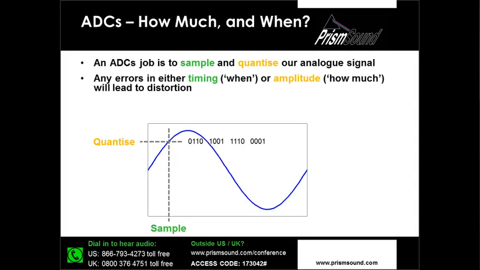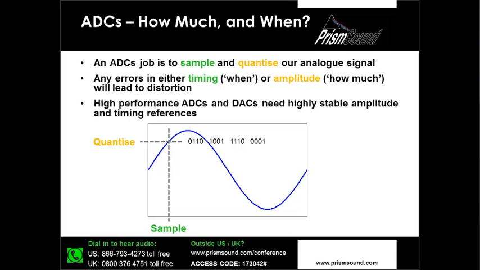Now, any errors, either in our timing reference or in our amplitude reference at the converter device, will lead to distortion, and that's obviously one of the things that we want to try and prevent if we're interested in preserving the original signal, ensuring our design is transparent. So we conclude that a high-performance A to D or D to A converter really needs a very highly stable amplitude and timing reference in order to give us a faithful reproduction of the original audio signal that we were encoding.